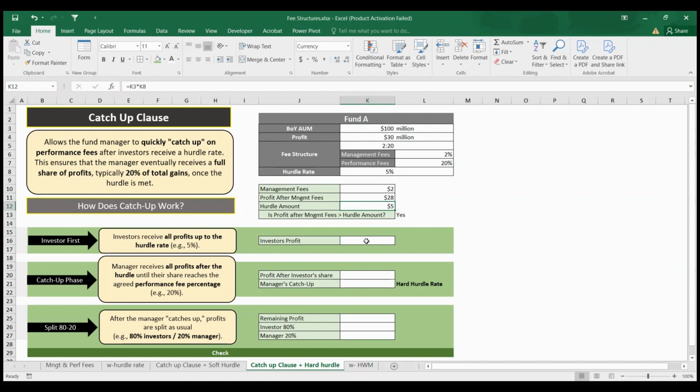Now, let's calculate investors' profit. Investors' profit will be the beginning of the year AUM into 5%, that is our hurdle rate, and here we have our investors' profit, which is 5 million.